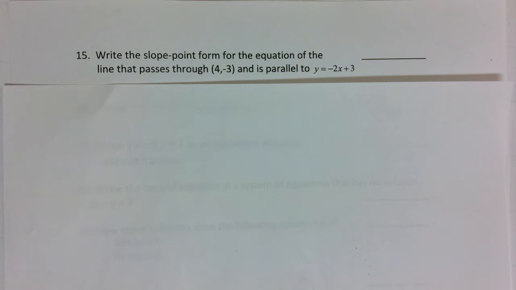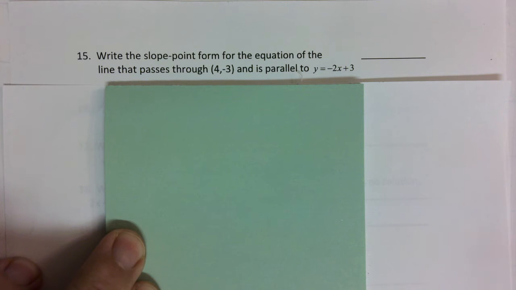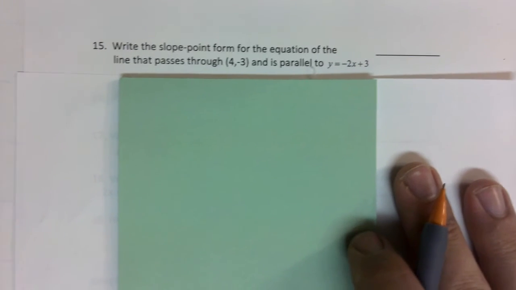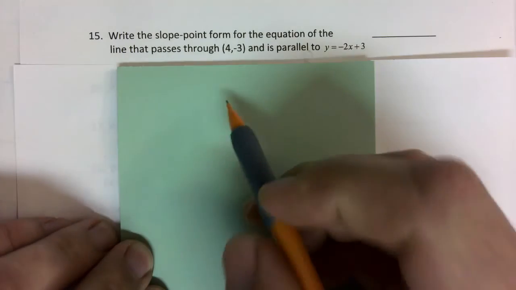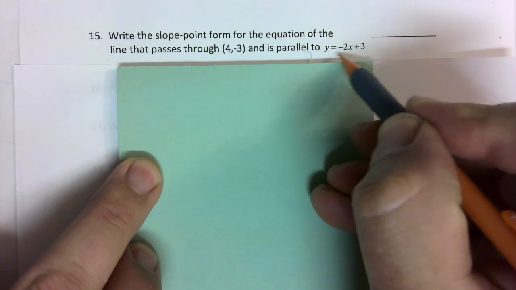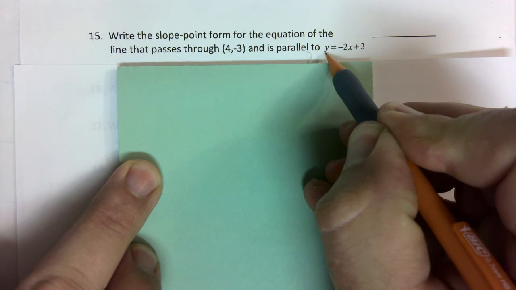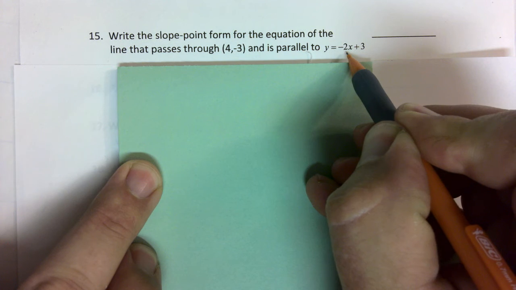15. Write the slope point form of the equation of the line that passes through here and is parallel to negative 2x plus 3. Go ahead and do that right now. A common mistake will arise here when rewriting it. We know that the slope of this equation is negative 2 because y is isolated. So watch out for that. If it's not, you would have to do some extra work.